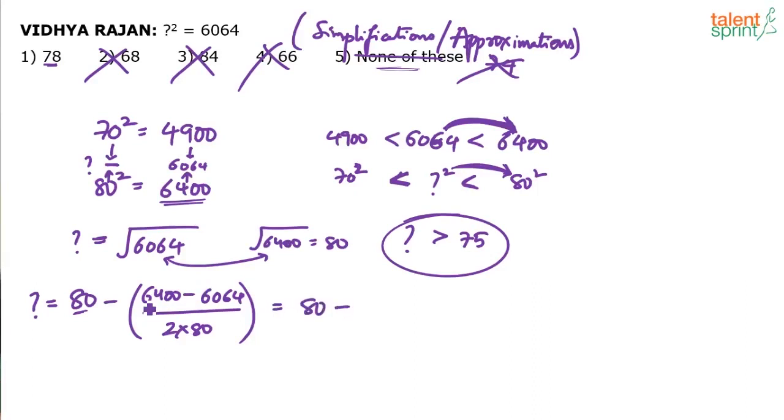80 minus difference of these two. 6400 minus 6064 is approximately 340, right? Approximately 340 divided by 2 into 80, which is 160. This goes how many times? Roughly about 2 times. Slightly more than 2 times. I mean 2.1 I can say. So approximate answer is 77.9. Now which is the best answer here? 78 is the best answer. Option 1 is the best answer.